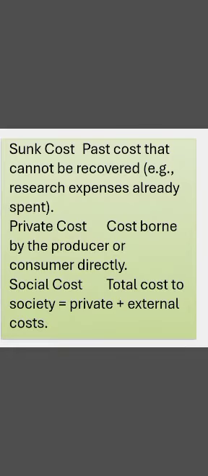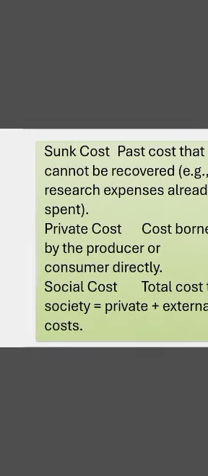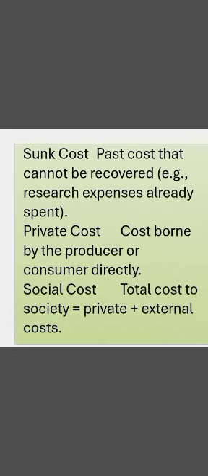We have other cost concepts, like the cost types and their meanings. For example, we talk about the sunk cost, which is past cost that cannot be recovered, for example, research expenses already spent. We have private cost, which is cost borne by the producer or consumer directly. We have the social cost, which is total cost to society, which is equal to what? Private plus external cost.